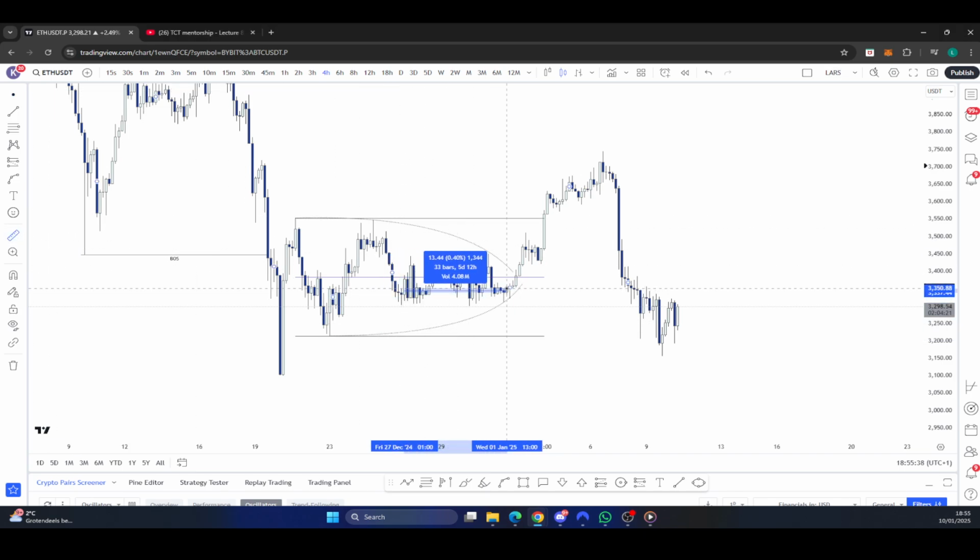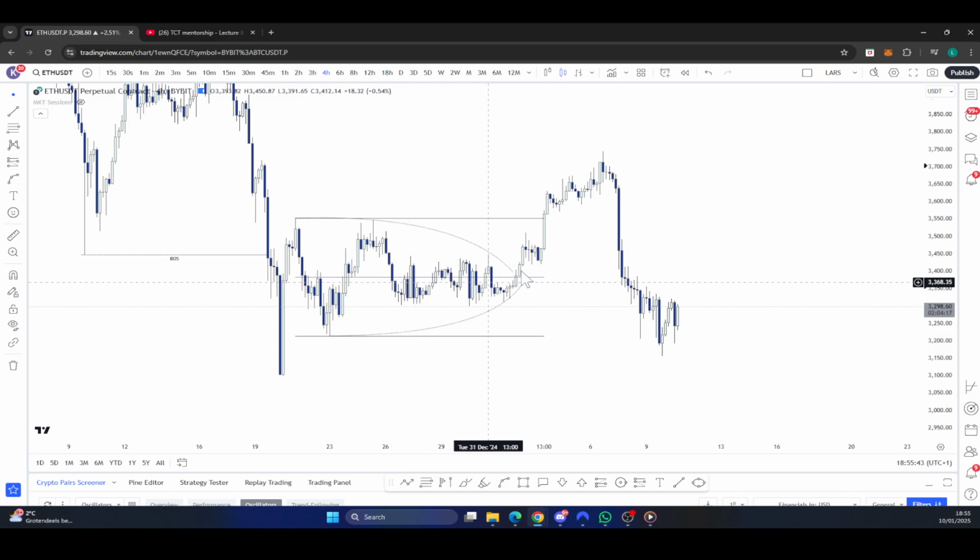compressing into one point where right here for over 6 days, price was barely budging, barely doing anything. And then we aggressively broke towards the upside, okay?